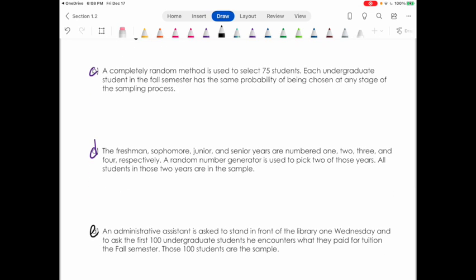Okay, part C. A completely random method is used to collect 75 students. Each undergraduate student in the fall semester has the same probability of being chosen at any stage of the sampling process. Okay, because these are literally being taken at random and they're not split up into any groups or anything, the whole population is considered one group that they're pulling from. Each sample also has the same likelihood of being picked. So this would be a simple random sample.